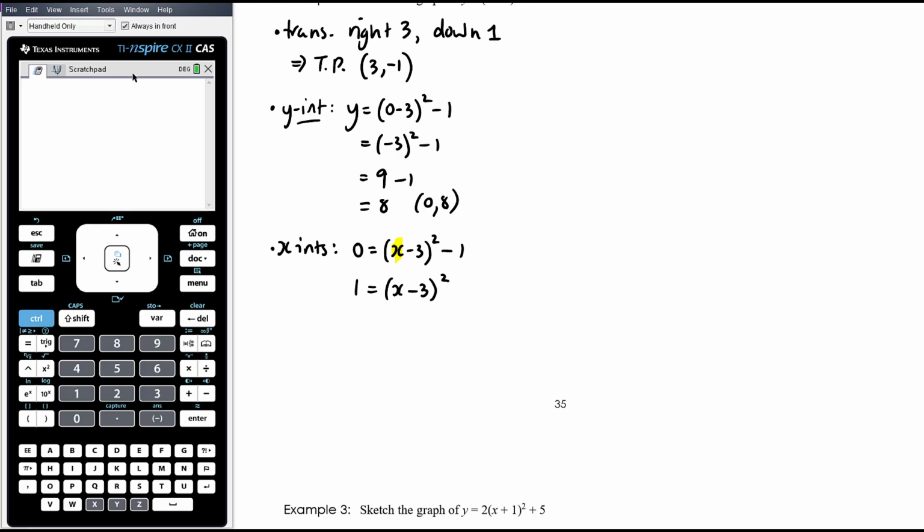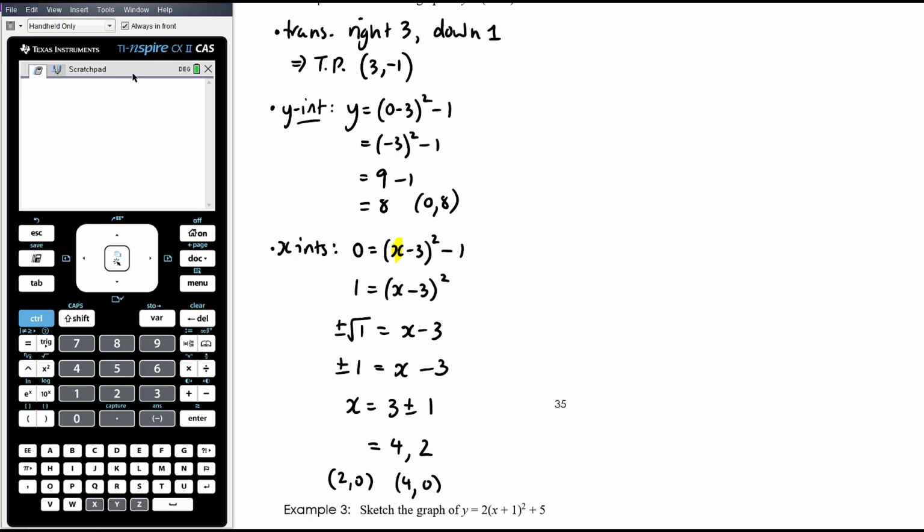We're then going to take the square root, plus or minus root 1. Square root of 1 is 1. The number of students who leave root 1 in solutions baffles me. 1 squared is 1, so the square root of 1 is 1. And so x is going to be 3 plus or minus 1. And we're not going to write 3 plus or minus 1 because we know what 3 plus 1 is. It's 4, and 3 minus 1 is 2. Okay, so there's our x-intercepts at (2, 0) and (4, 0).